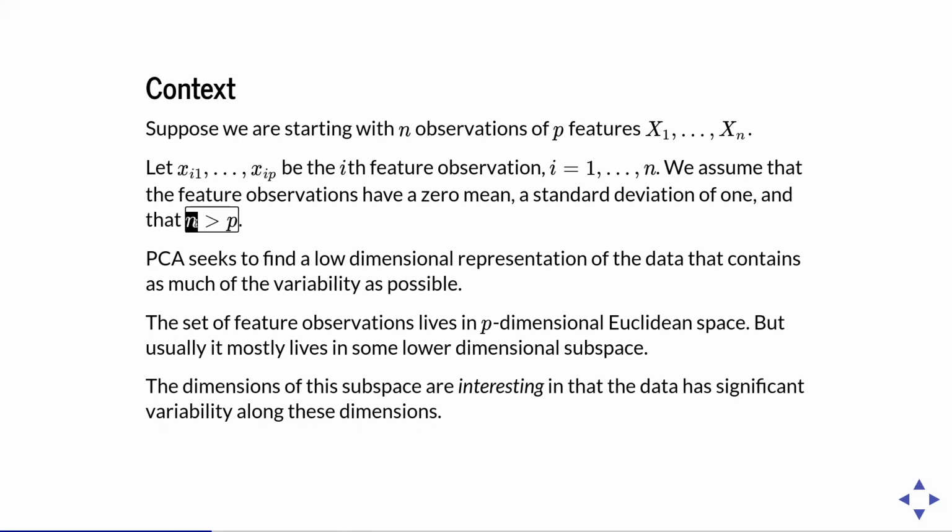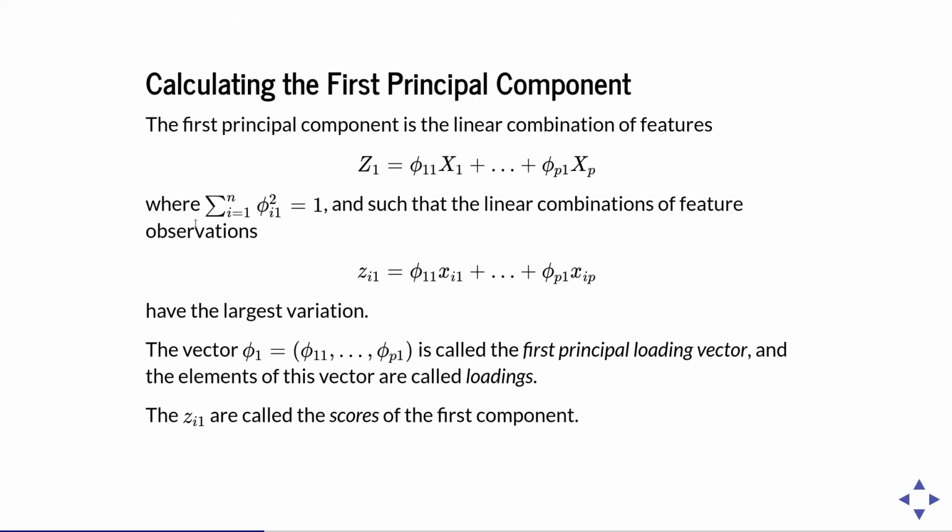But as often is the case, usually these feature observations live in a lower dimensional subspace for the most part. And it's the dimensions of these subspaces that are interesting in that the data has a significant amount of variability along these dimensions. And again, we'll talk about specifically what that means. So what does it mean to calculate the first principal component?